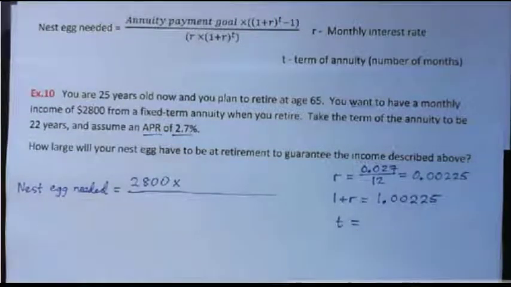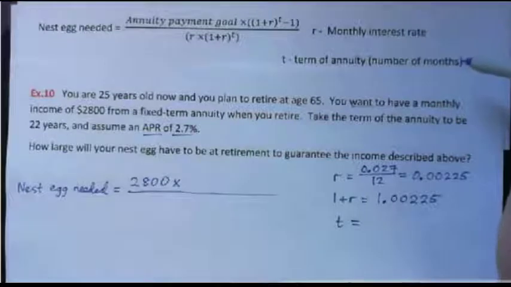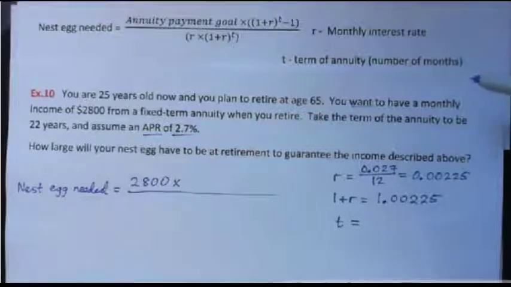And T is what? What's T? T represents the term of the annuity, measured in months. How many months is this annuity going to last? In other words, how many months are you going to be retired for? How long are you going to live? How long are you going to be living off this, right?